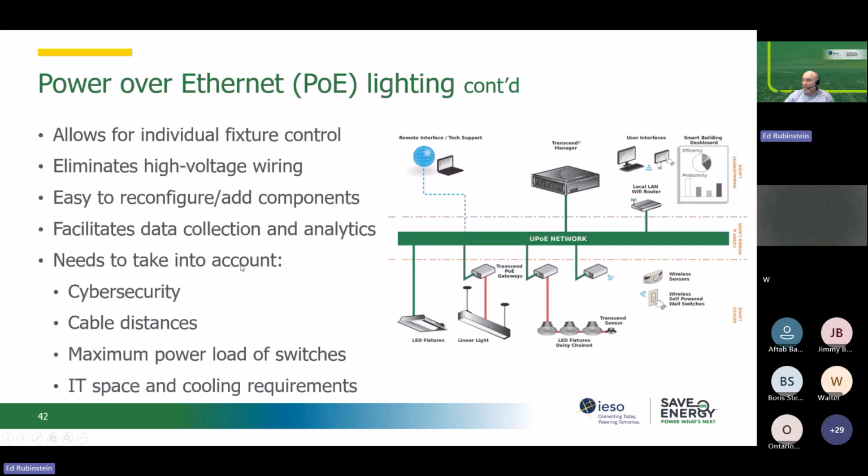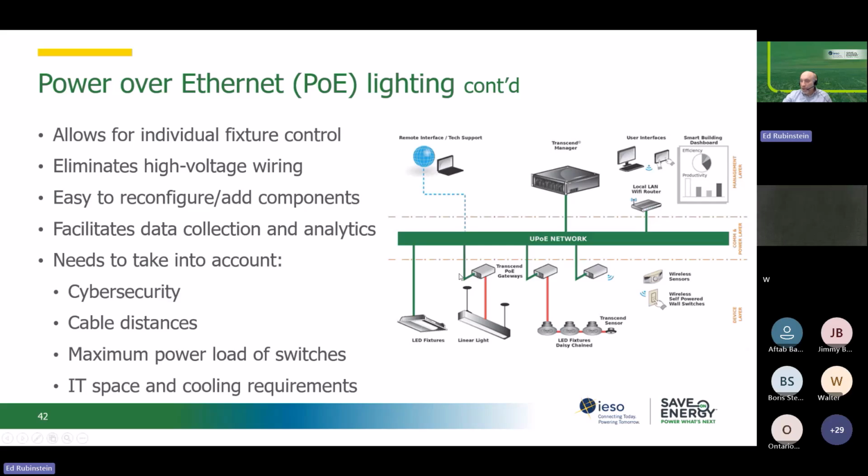But you could see that, by having that information going through the cable, you can now do individual fixture control. You get rid of the need for high voltage wiring. It's easy to add components, reconfigure components. Each fixture, each sensor is its own addressable device, which means that if you're able to control it, you're probably able to pull data from these as well, and put that into some data analysis as well.